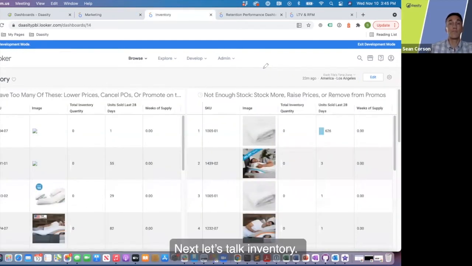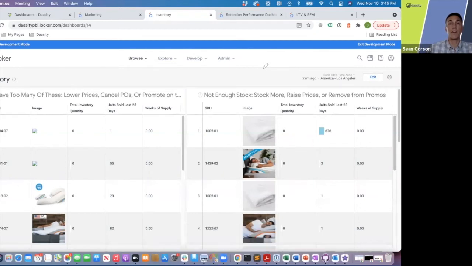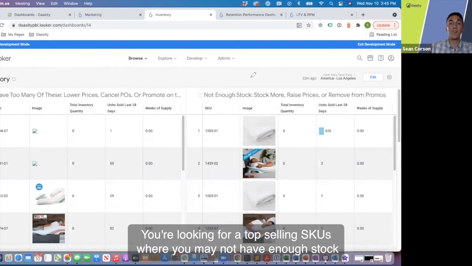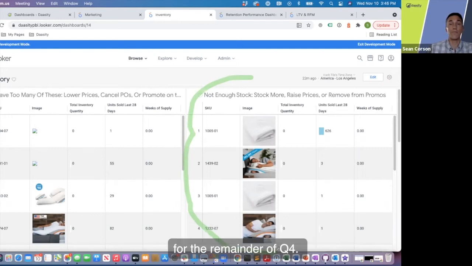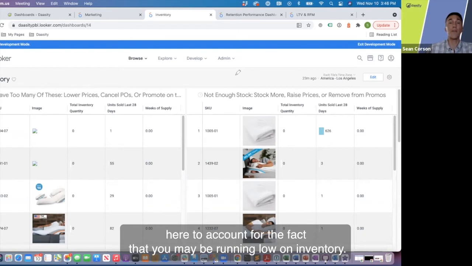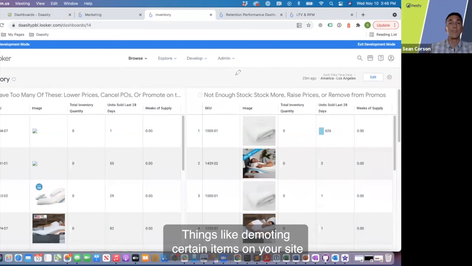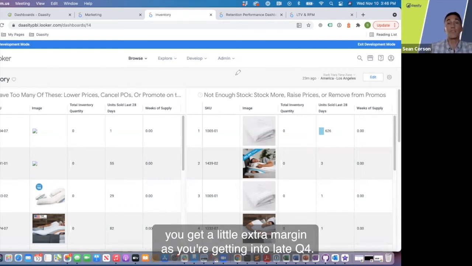Next, let's talk inventory. The key here is much the same as it was during Black Friday, Cyber Monday. You're looking for top selling SKUs where you may not have enough stock to satisfy all of the demand that's still upcoming for the remainder of Q4. Again, it's important to consider strategies here to account for the fact that you may be running low on inventory. Things like demoting certain items on your site so that they're not as prominent, or raising prices, which can help you get a little extra margin as you're getting into late Q4.